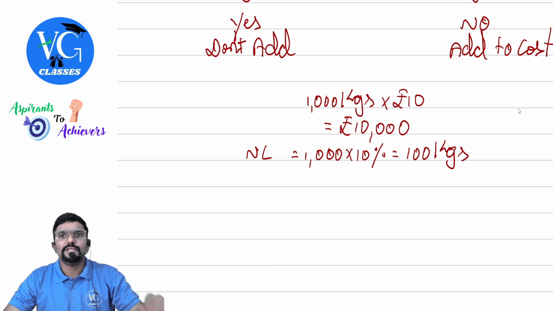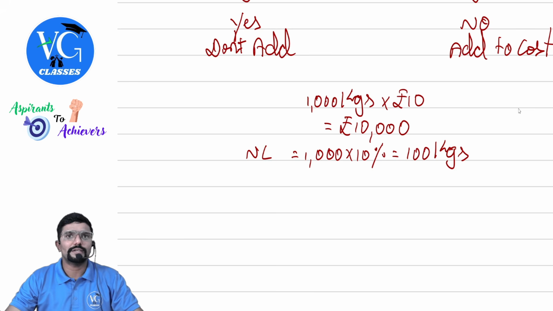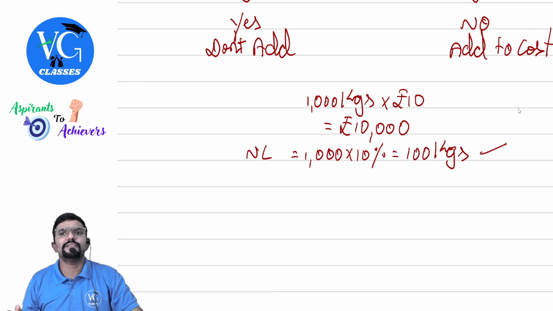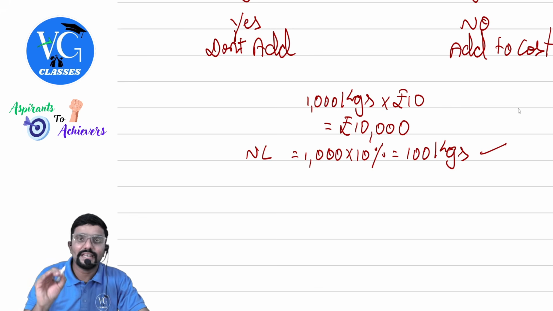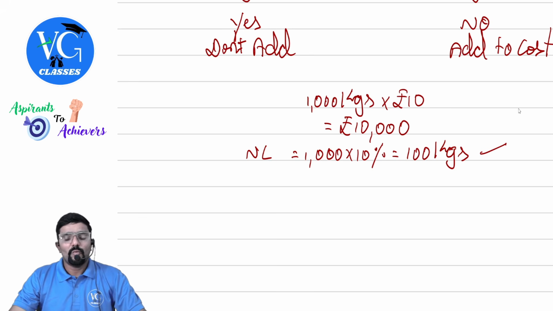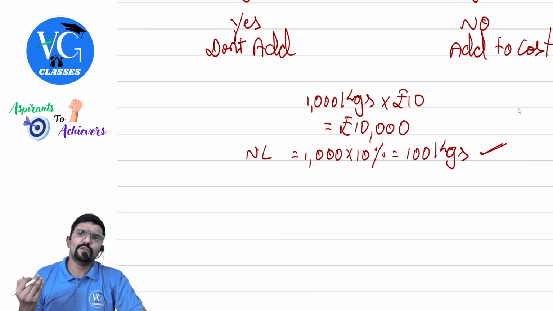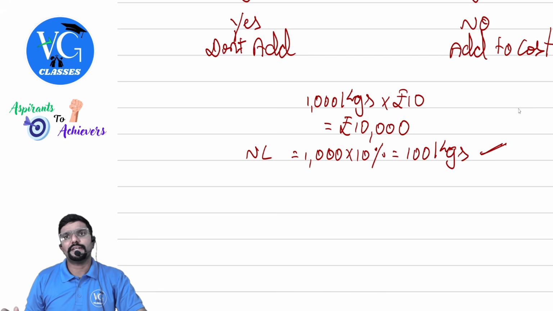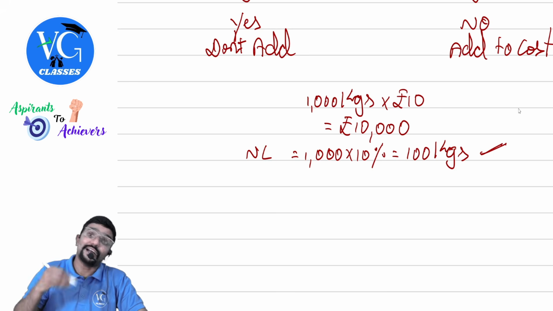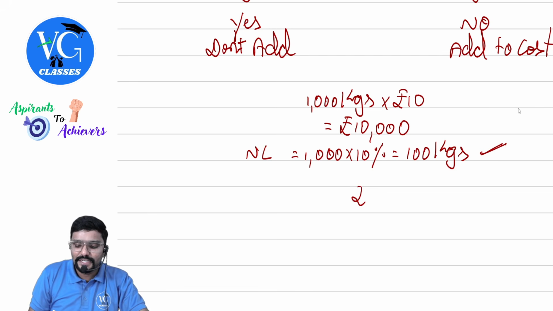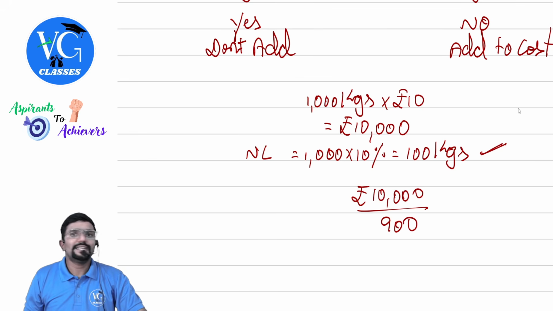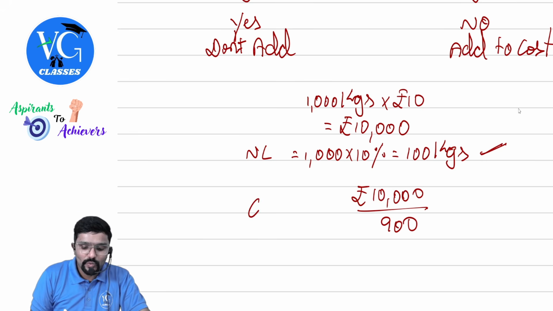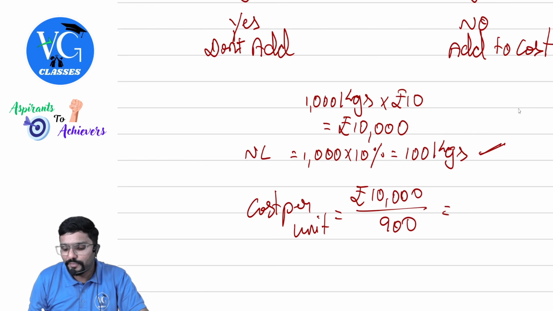Now, what do we do with this? Will we give a separate treatment? No, sir. What about the cost which I would have incurred for this? It will be absorbed by the remaining units. What are the remaining units? 900. So whatever is the cost for these 100 kgs will be borne by the remaining 900. Now, if I ask you, what is the cost per unit after normal loss? It would be 10,000 divided by 900, that is after reducing normal loss. So, what is the cost per unit? 11.11.